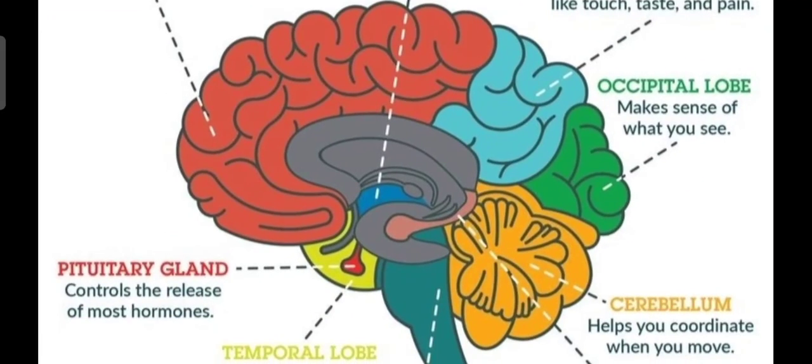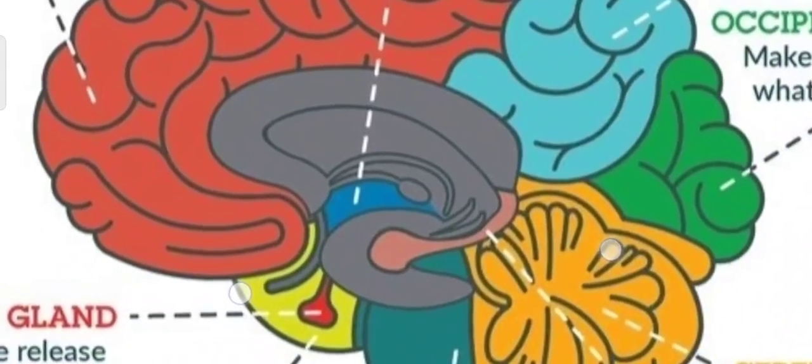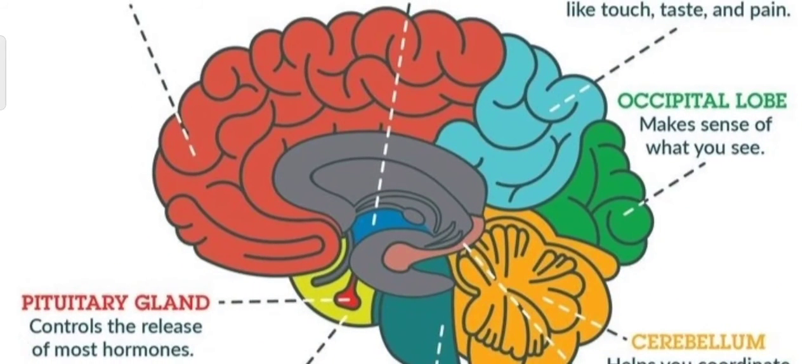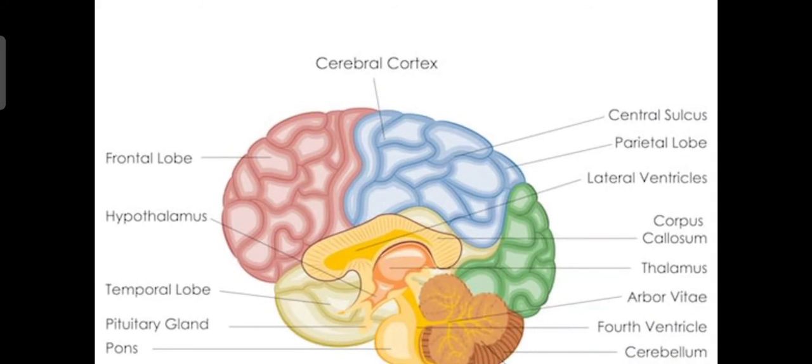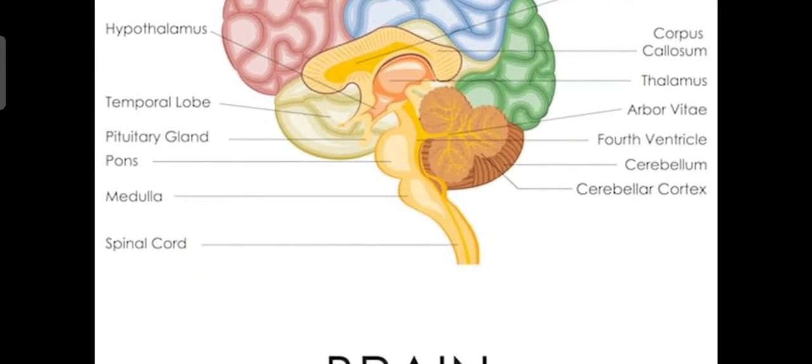Okay, you might be wondering about this gray portion, this gray part. So here I have another image to demonstrate this. It is the lateral ventricle and thalamus, and I will show you this in another image. So I have another image, and you will have another view of the brain.